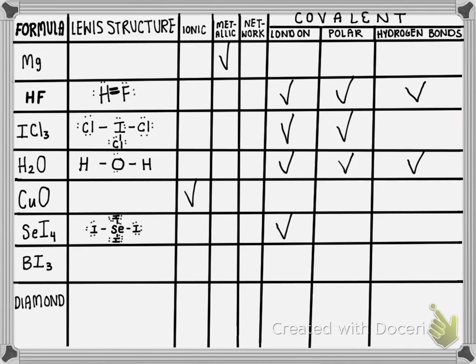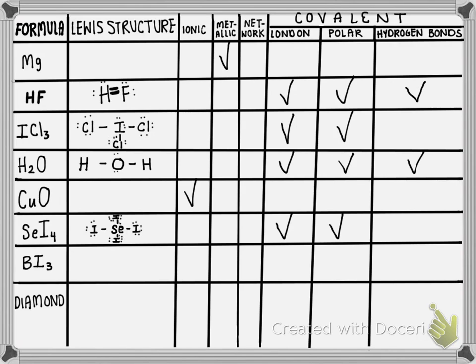So now that we see that the central has a lone pair, we know that the structure is polar. So we can check that off. And there's no H bonded to an F, an O, or an N, so we know it's not hydrogen bonds. The next example is BI3.